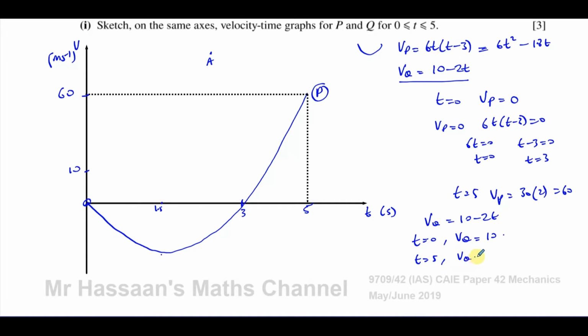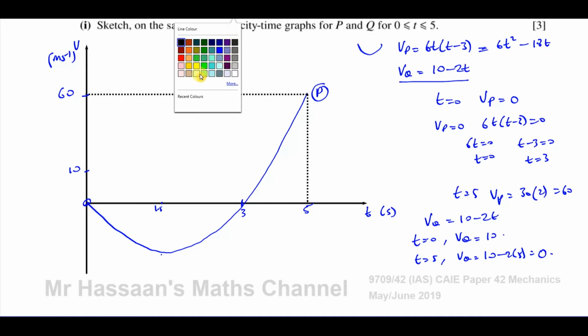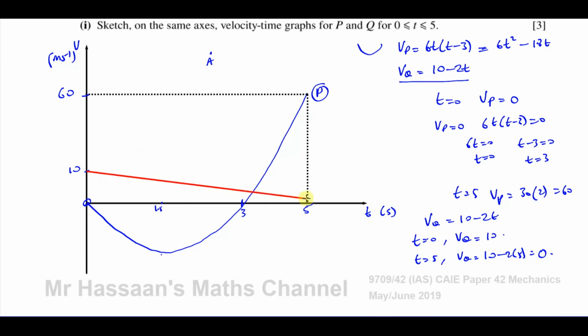The velocity of Q is equal to 10 minus 2 times 5, which is 10 minus 10, which is 0. So this one is going to go like this. Let me change the color a bit and make it a different color. So this is going to go something like that. It's just a straight line with a negative gradient. So this represents the journey of Q.